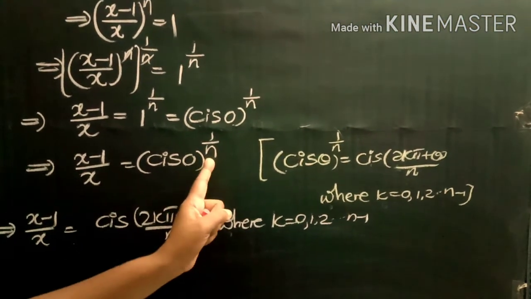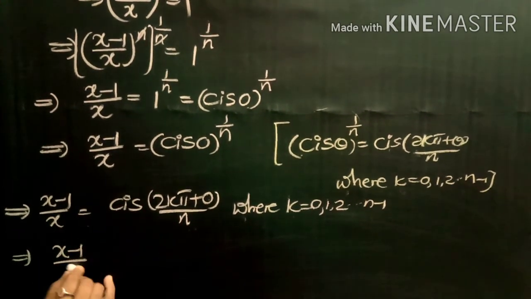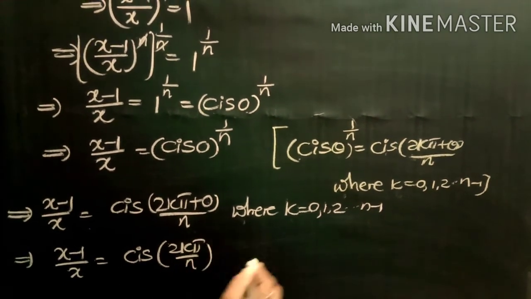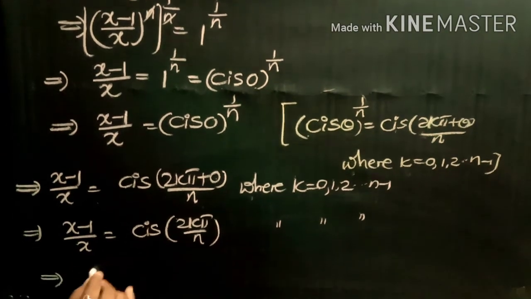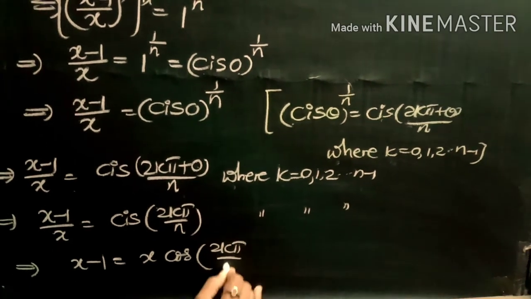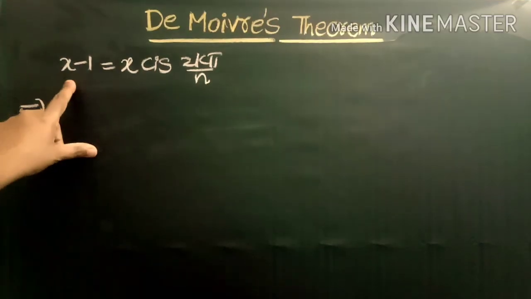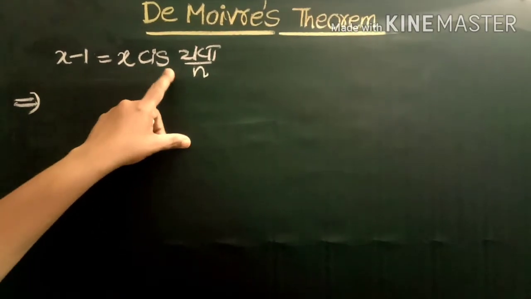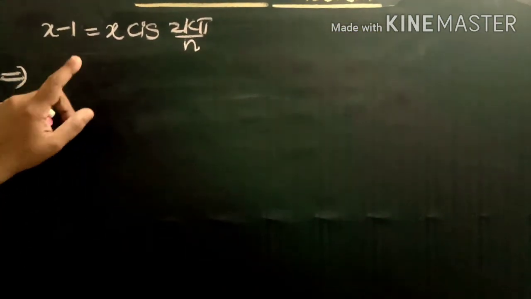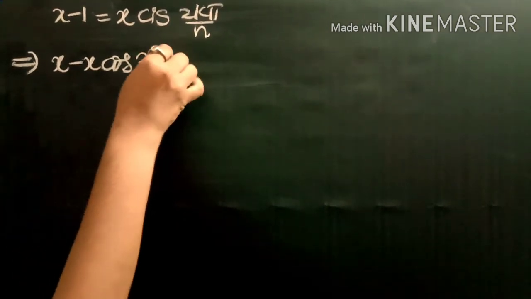Here we have the nth roots, so we take the values up to n minus 1, which implies (x minus 1) by x is equal to cis 2k pi by n. That is, x minus 1 is equal to x into cis 2k pi by n. The equation is x minus 1 equals x into cis 2k pi by n. From this equation we want to find the value of x. So for that, writing all the x terms on one side, that is x minus x into cis 2k pi by n is equal to 1.